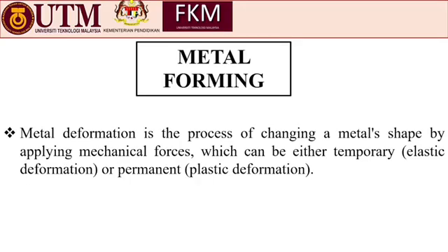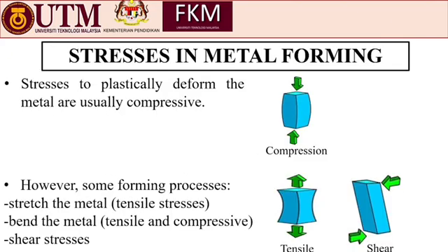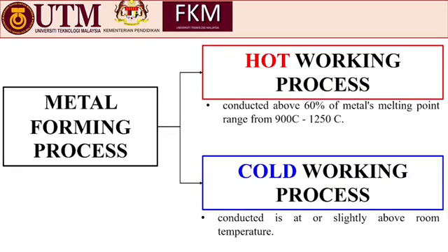So metal deformation. What is actually metal deformation? Basically, metal deformation is a main process that reshapes solid metals using mechanical force to permanently change its shape without adding or removing material. There are three types of stresses involved in metal forming. First is compression, then tensile and shear force.